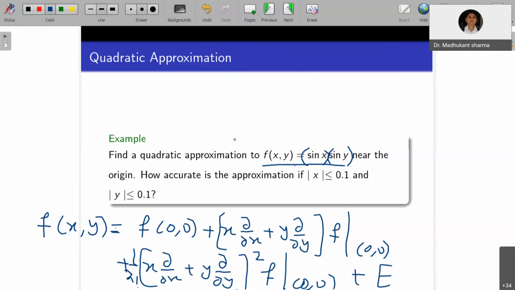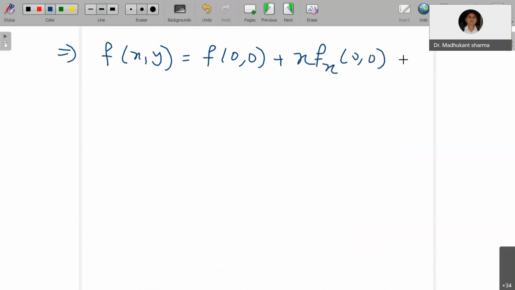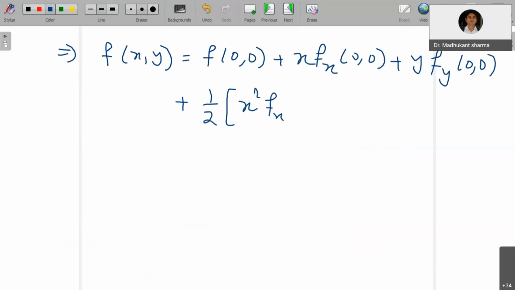So this I'm writing now in a simpler form. That's going to be f of (x, y) equals f of (0, 0) plus x f x at (0, 0), plus y f y at (0, 0), plus 1 by 2 times x square f xx at (0, 0). So we are approximating. So this I'm writing as an approximation. Let's put the approximation sign, and I'm writing the error term.